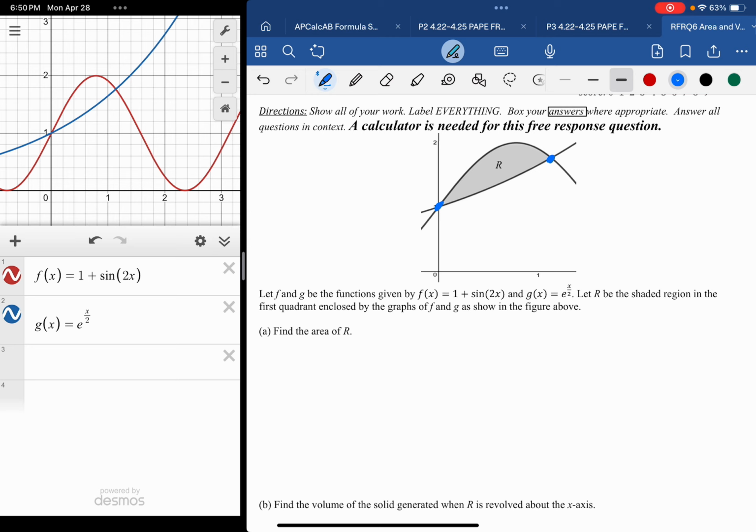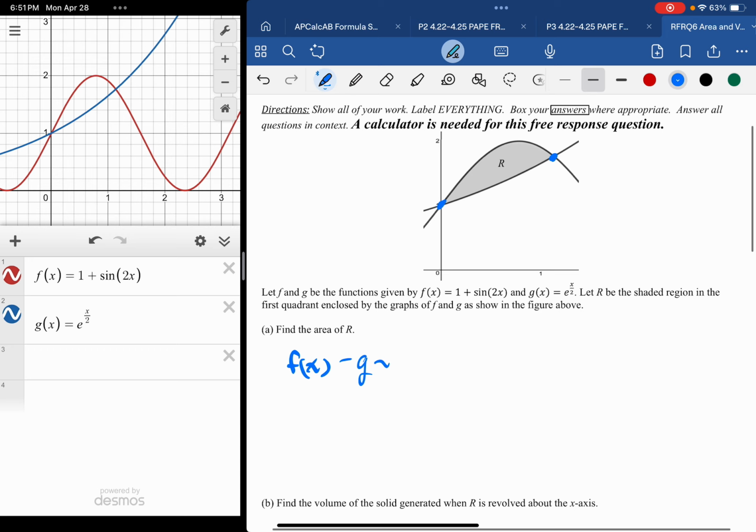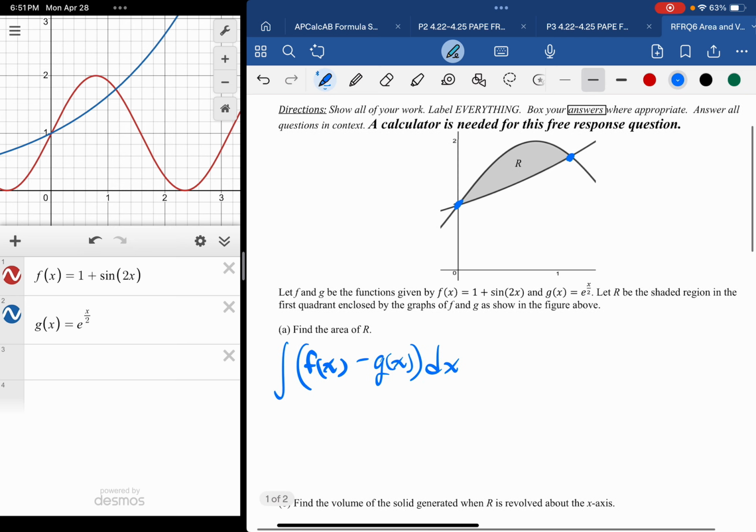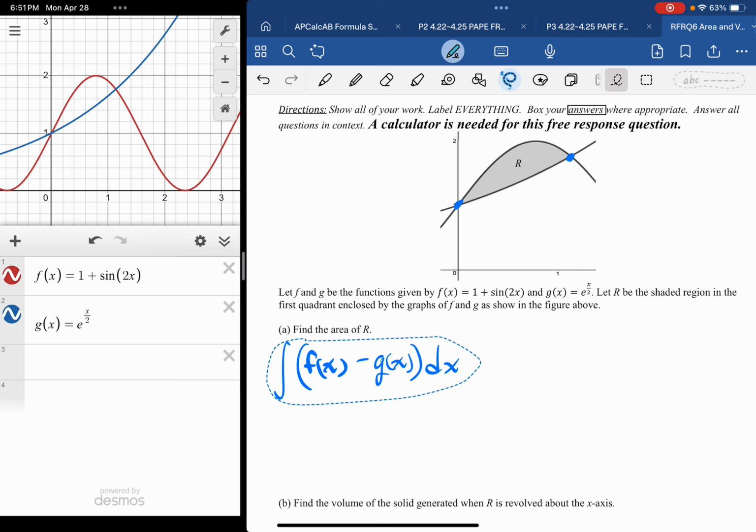So usually we do top function minus bottom function. So we know that the top function is going to be the f. So f of x, okay. And then the bottom function is going to be our g. So I'm going to put that in there like that. Don't forget your dx, and we're going to integrate. Now, in order to integrate, we're also going to need the lower and upper bound. And so in order to do that, I'm going to need a graphing calculator.